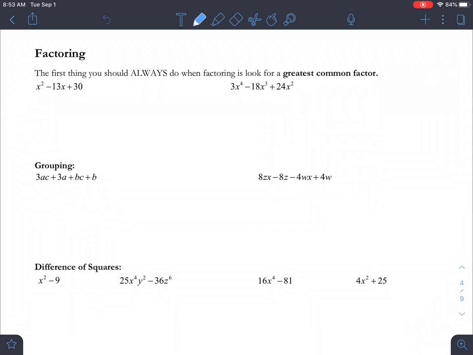Hey everyone, so today we're going to be doing factoring and some throwbacks to Algebra 1 as well as some new factoring for Algebra 2. So the first thing I want to say is you should always be looking for a greatest common factor. So no matter what, that's the first thing we're going to do. I wanted to show you a couple here.